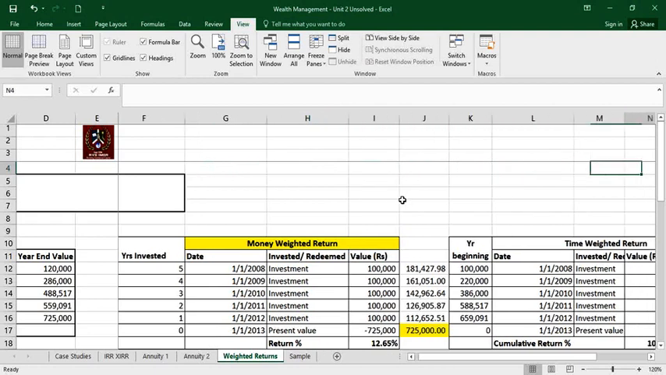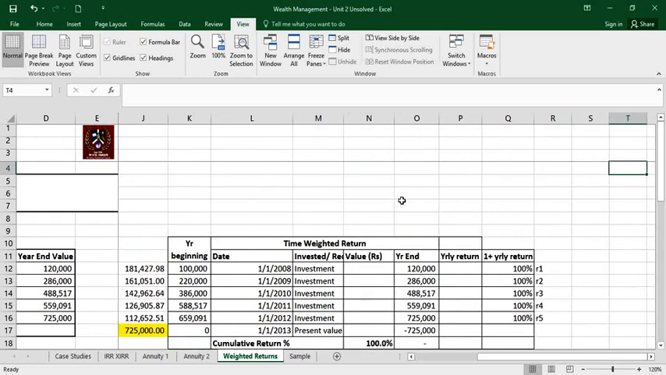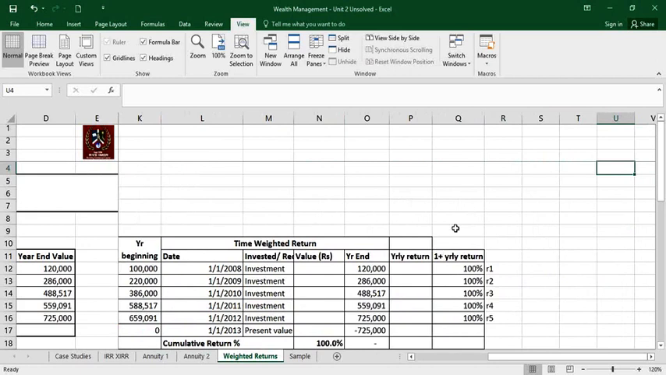So let's look at this Excel file, and we have the time weighted rate of return calculations here, right? Now we already know the beginning value and the end value that's given to us, and the end value plus the 100,000 of investment gives me 220. That ends with 286 plus 1 lakh, 386, going to 488,517 plus 1 lakh, going to 559,091 plus 1 lakh, ending with 725, right? So I now have the year beginning value. I now have the year end value. Can I calculate the yearly returns?